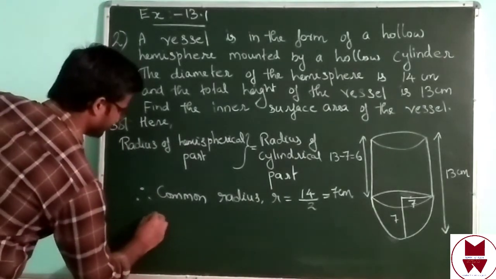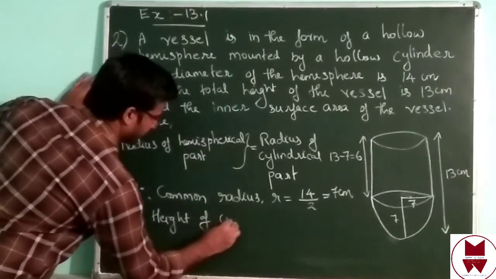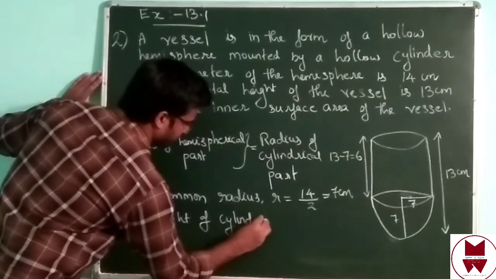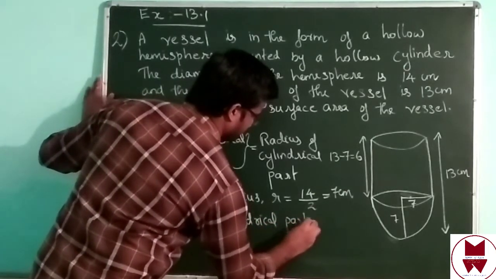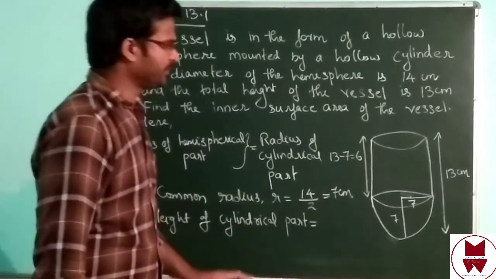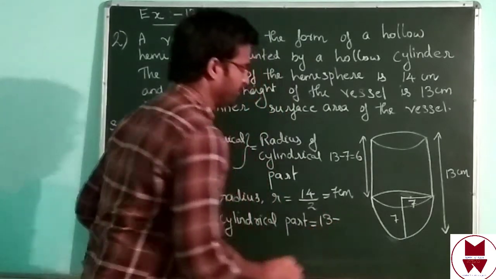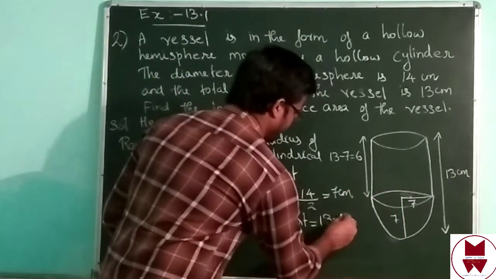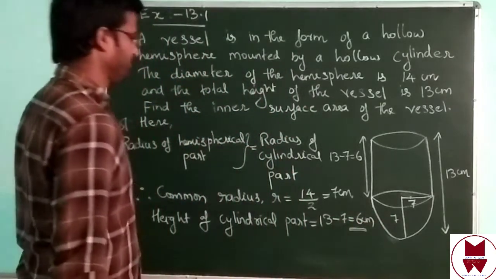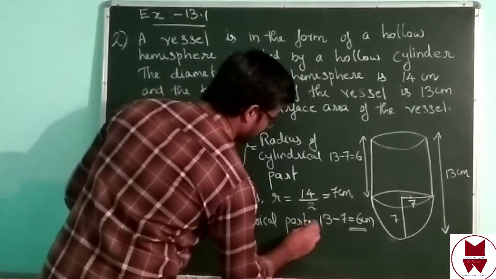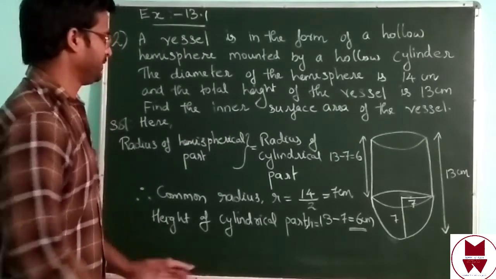And then the height of the cylindrical part equal to total height 13, from there we will subtract this 7. 13 minus 7 equal to 6. Height of the cylindrical part, we can take h. Let's write h here. Small letter h equal to 6 centimeter.